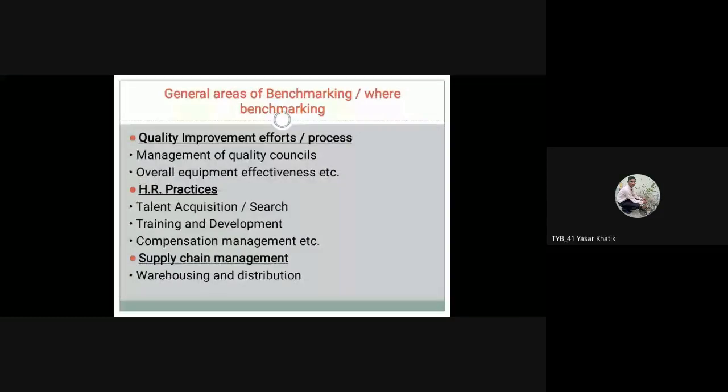Then overall equipment effectiveness: whatever machineries, components, equipment you are using for making production, you have to find out whether those components and machineries are effective for making the production. If yes, no problem. If not, you have to do some analysis, you have to go for the benchmarking.